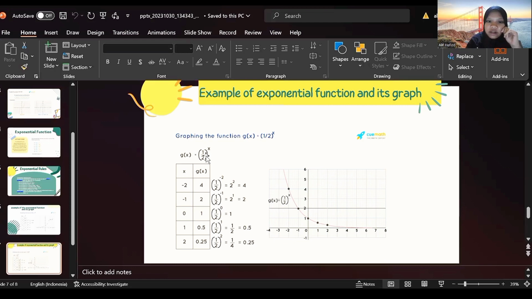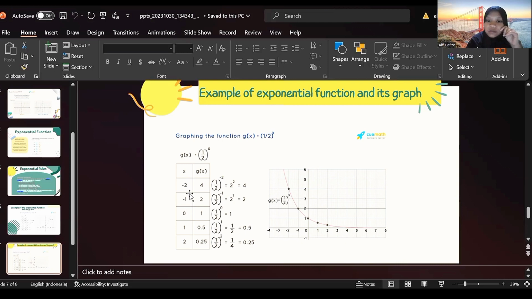So this is a half to the power x. A half to the power x, we will change it to a half to the power -2. So the result is 2 squared, and then we get 4. So the first spot we make is here, 4. And then we go to another x value.